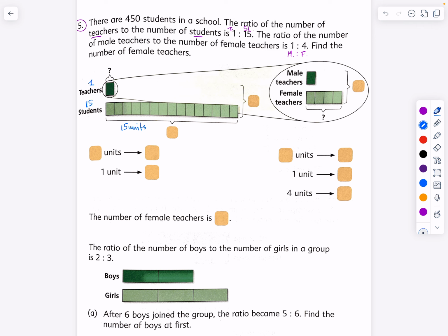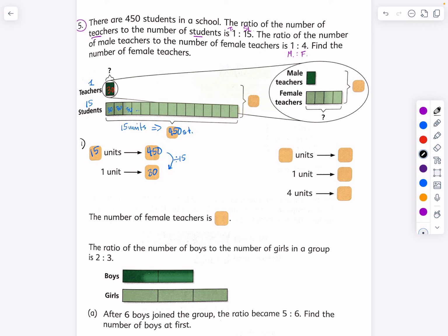That is given. We also know that there are 450 students at a school. Altogether, we have 450 students. So 15 units represents 450 students. Therefore, 1 unit, we divide into 15 equal parts, represents 30 people. So we can label 30, 30, 30, and so on. And of course, that means there are 30 teachers at the school. Okay? So step 1, we identified that there are altogether 30 teachers at a school.